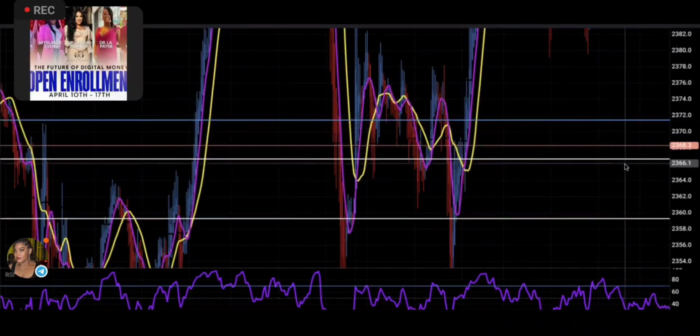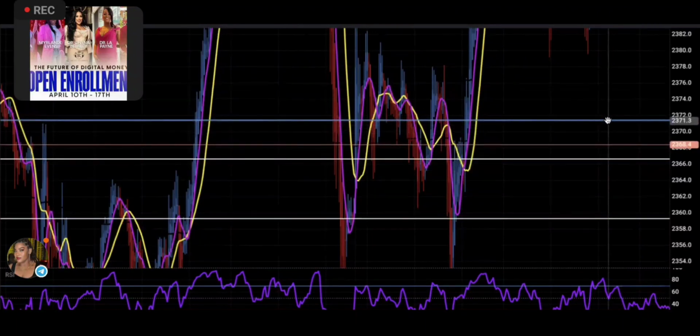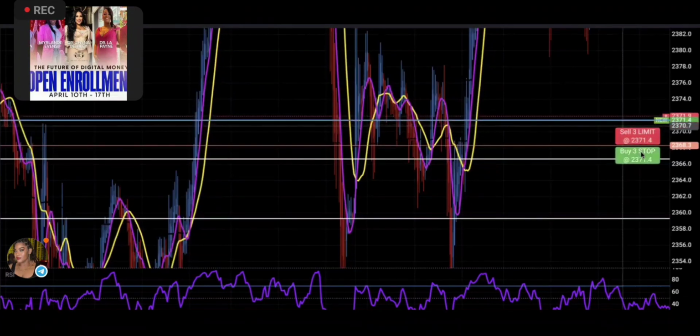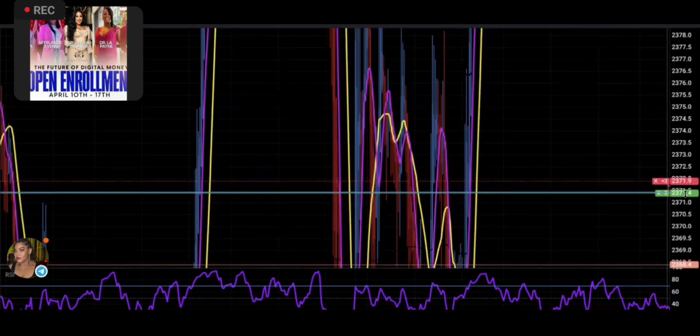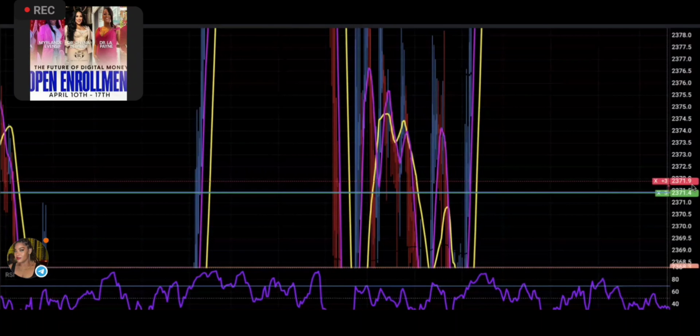Okay, so I'm going to do it again. My blue line is at 71.3. I'm going to line it up, press, and then press buy stop. Did everybody see how I did that? Okay, and so now my buy stop is here, 2371.4 to 2371.